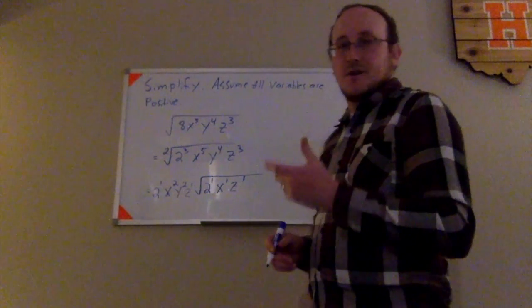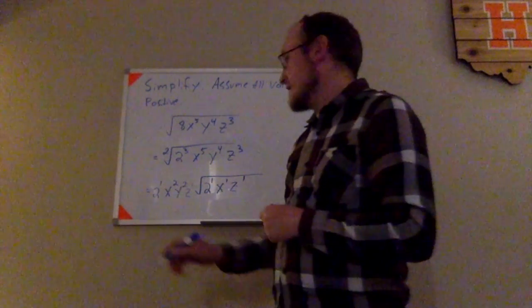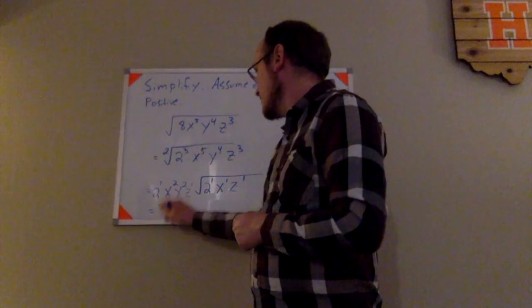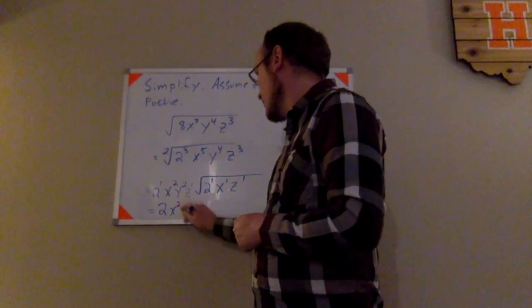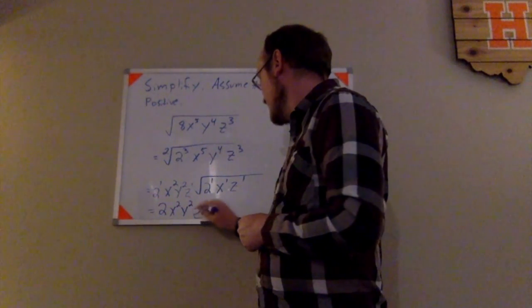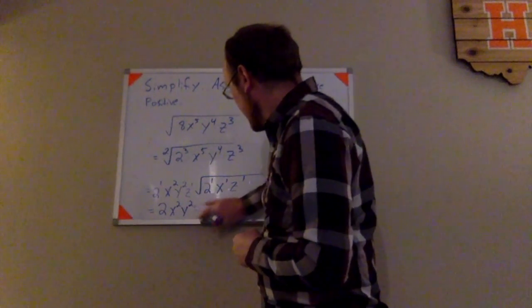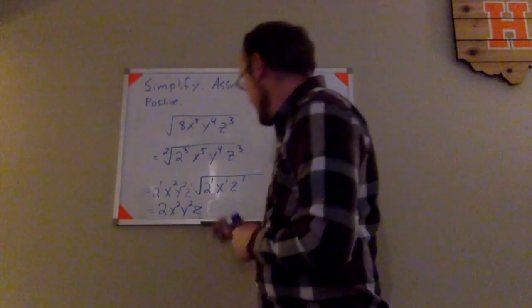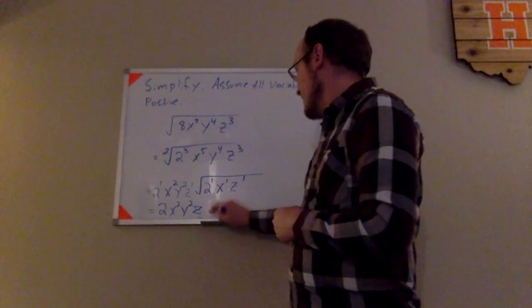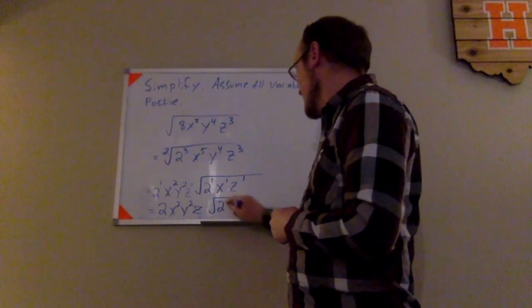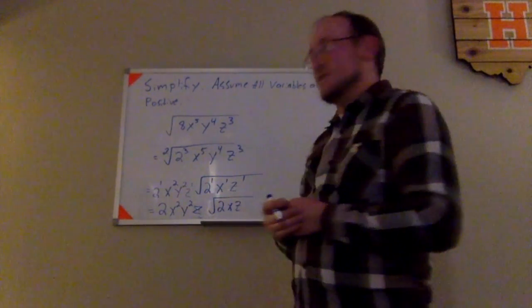on the outside. There's also a remainder of 1, so I have a z to the first power on the inside. I'm going to go ahead and clean that up and remove the unnecessary exponents of 1. So I just have 2x squared y squared z on the outside. And then my square root of 2xz on the inside.